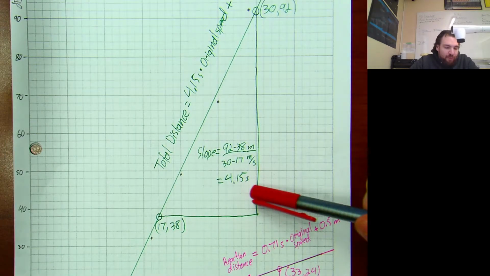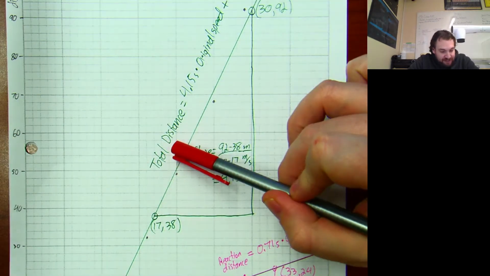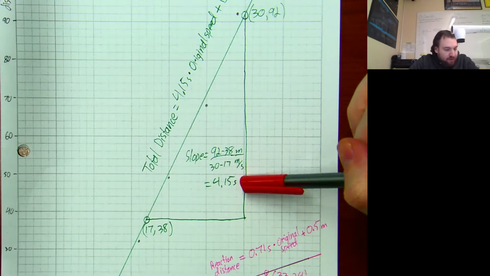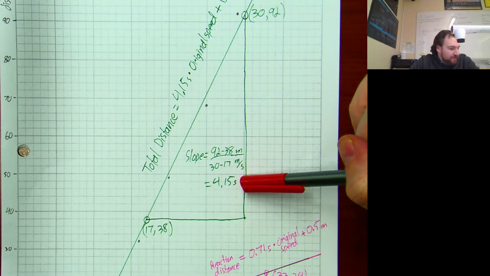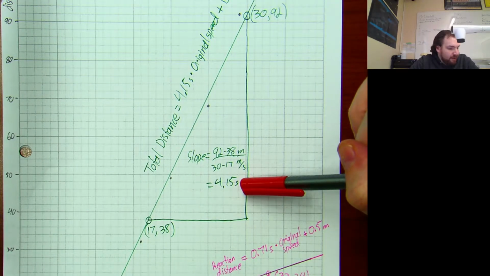So this one is 4.15 seconds. If that's total distance, then this thing is total stopping time. But obviously, when the person starts at a higher speed, that total distance increases, even though the stopping time might be constant.